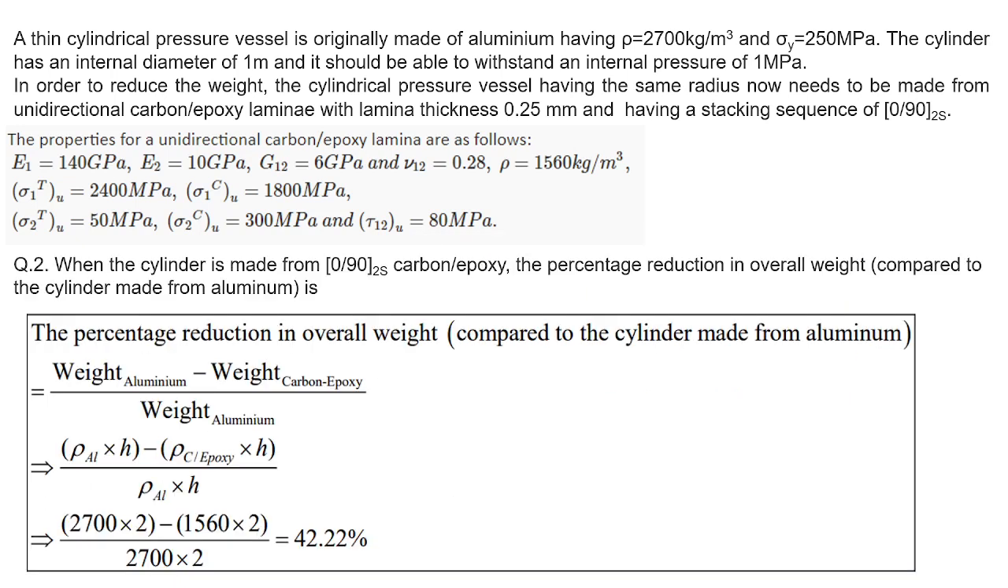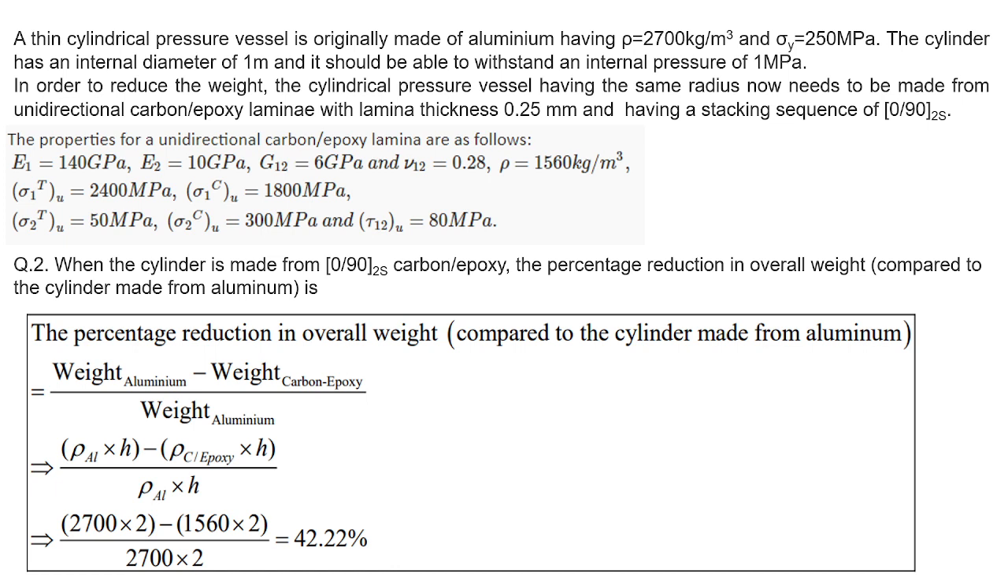The next question, for the same given data, is asking: when the cylinder is made of 0/90 symmetric 2 times carbon epoxy, what will be the percentage reduction in overall weight compared to the cylinder made from aluminium? So we have to compute the weight. We are already given the density, and we need the volume, and then from that we can compare the weight.